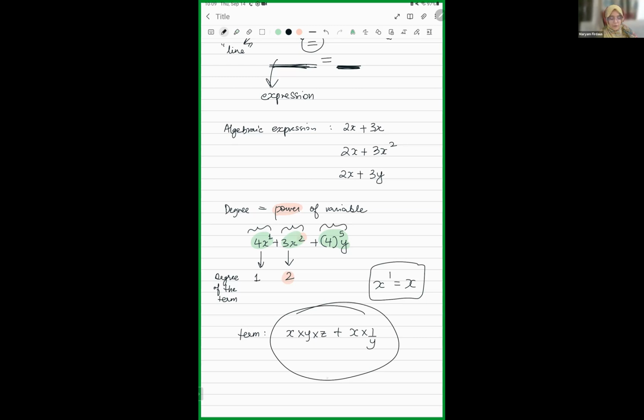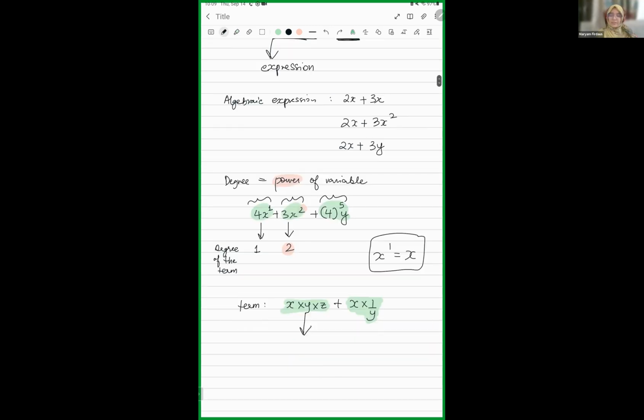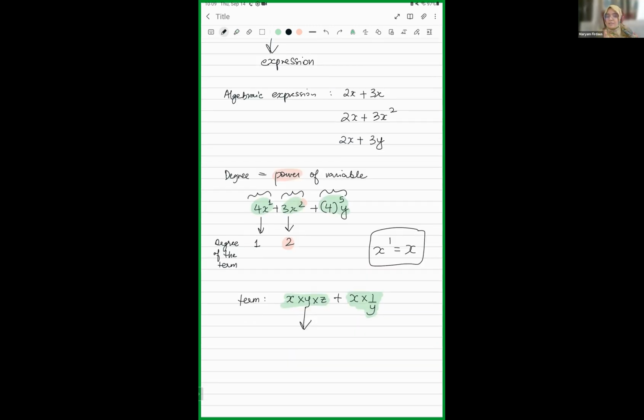Because this is one term and this is another term. You will not say that this has 3 terms, x into y into z, so x and y and z are 3 terms. No. If two variables, or two constants, or a constant and a variable are being multiplied with each other or divided, they are called just one term.